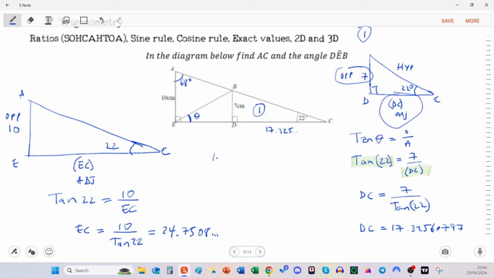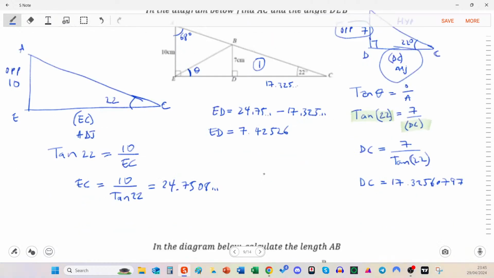So E to D is the 24.75, take away the 17.325, so ED equals 7.4256. See, this question is a good one. Now let's finalize this with our information.